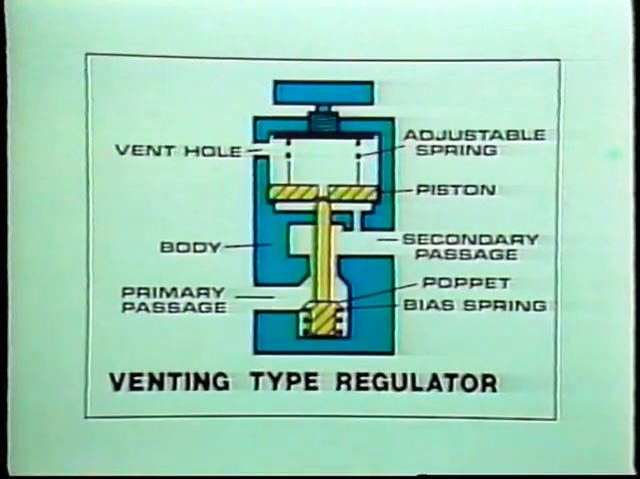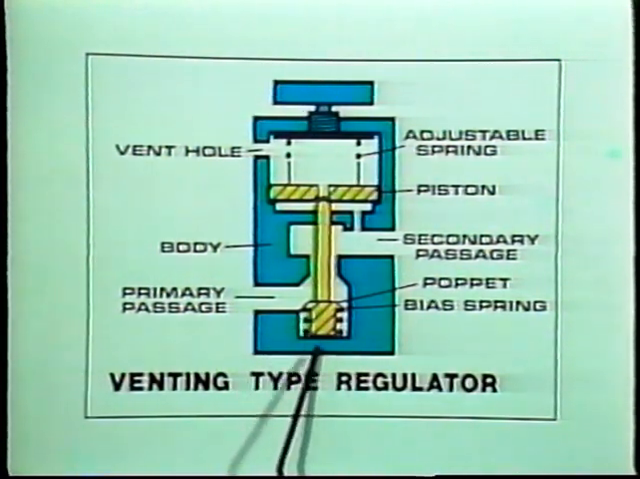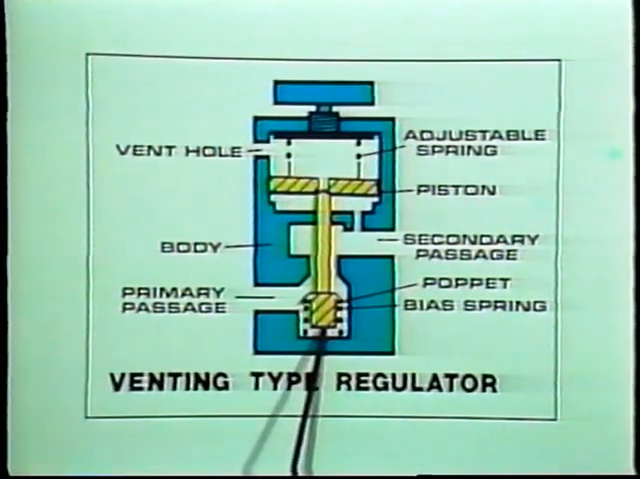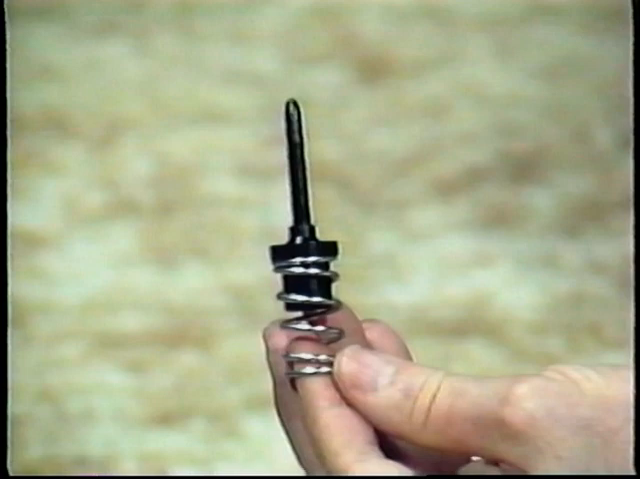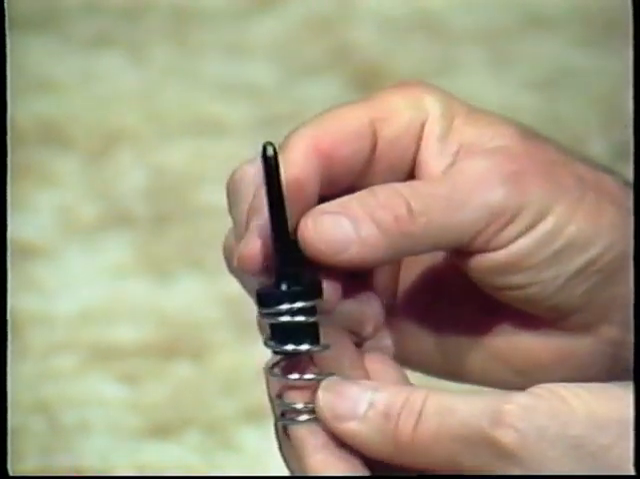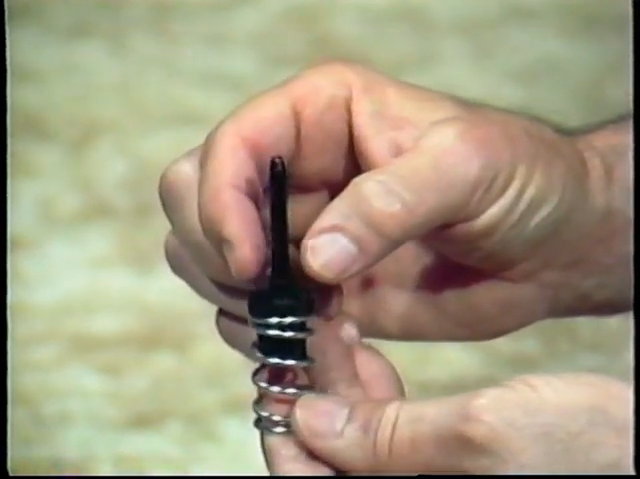You can see down here, there's a bias spring around the poppet. The force of this spring tends to push up on the poppet, causing it to seat. You can see the spring fits right around the poppet. The spring isn't very big, but it will develop enough pressure to force the poppet closed.